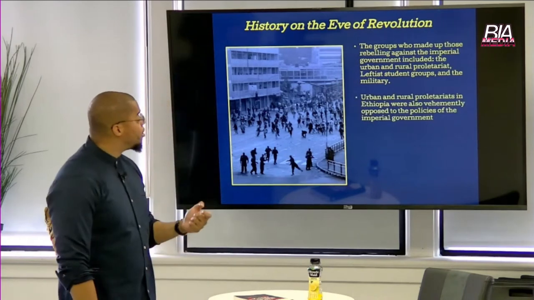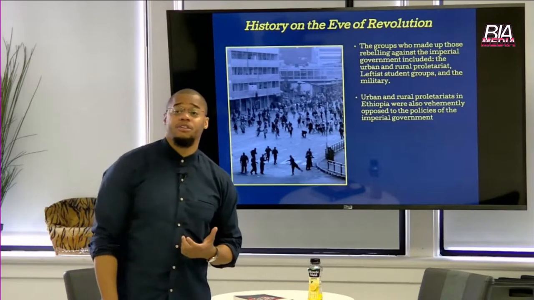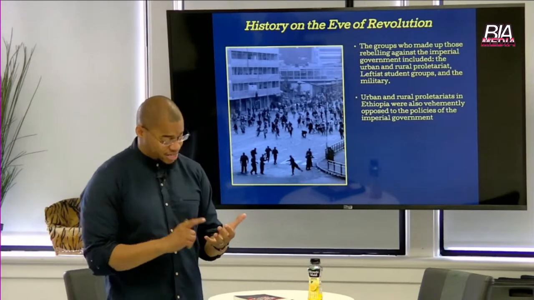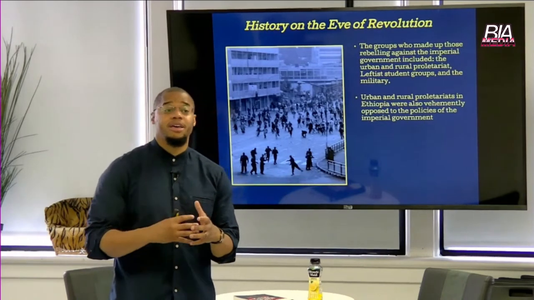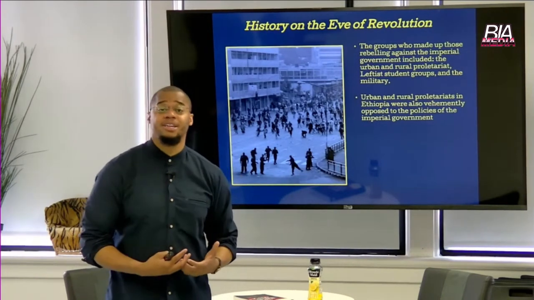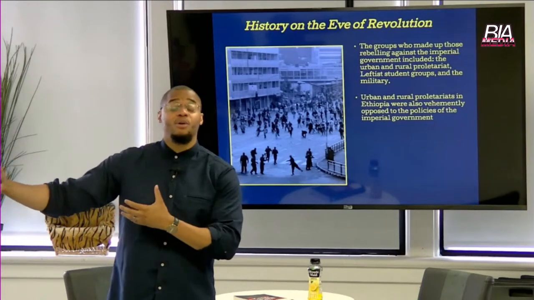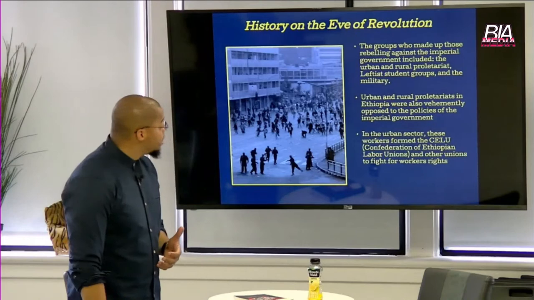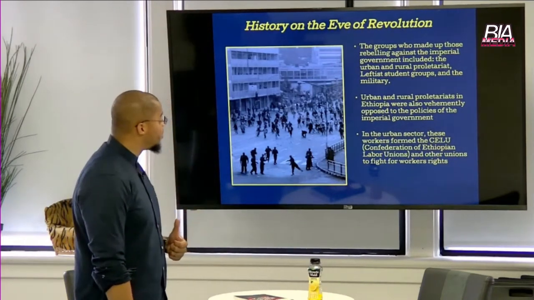The urban and rural proletariats were vehemently opposed to the policies of the imperial government. So you got this working class, you got teachers, you got taxi drivers, you got all these people that are workers in Ethiopia that feel like the government isn't responding to the needs. And then the people in the rural areas, the ones that are being hyper-exploited, of course, they're not happy. You got these unions that were radicalized. You got these students that were ready for change.